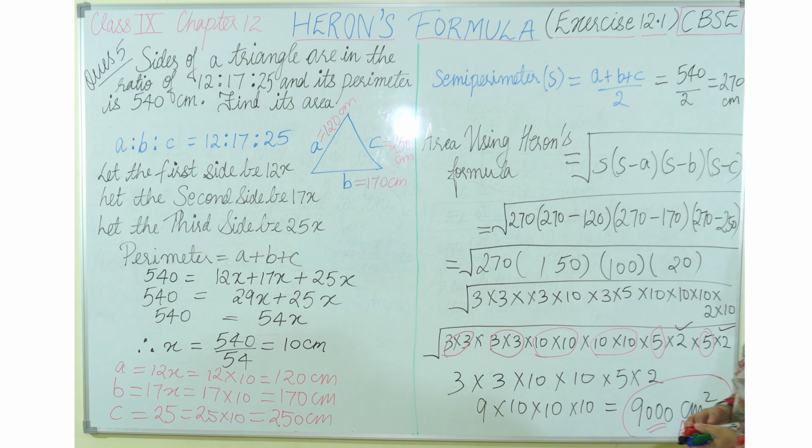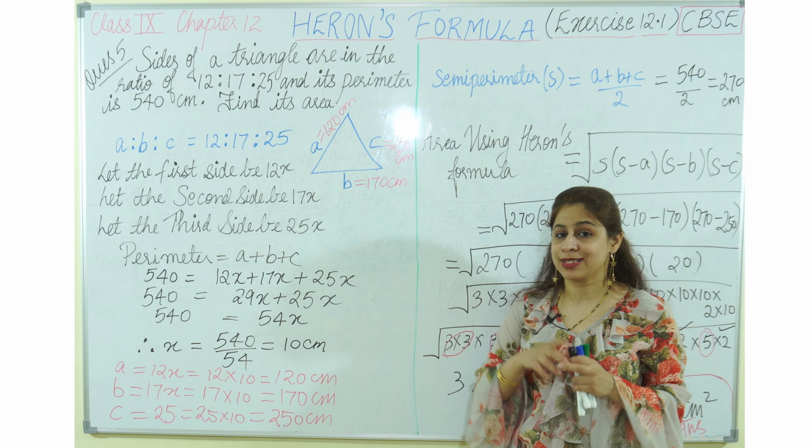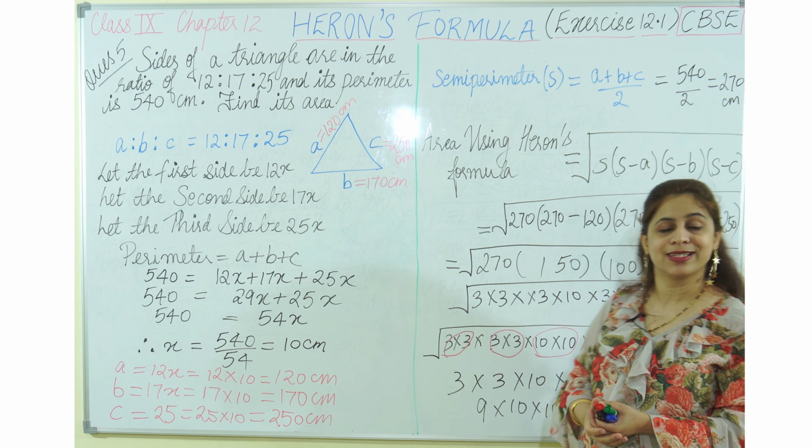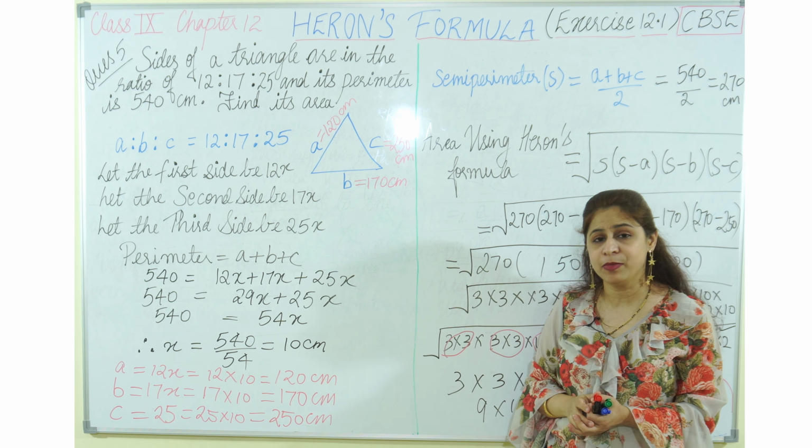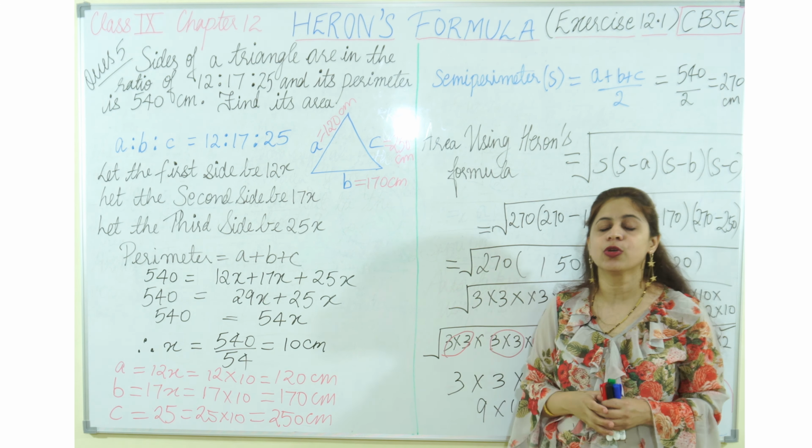Okay, so basically we did not know the sides first. So with the help of the perimeter, with the concept given over here that the ratios of the sides are given, we found out the sides of the triangle. When we found out the sides of the triangle, then we substituted them in the semi-perimeter. We found out the semi-perimeter, and then we substituted all the values in the area of the triangle.